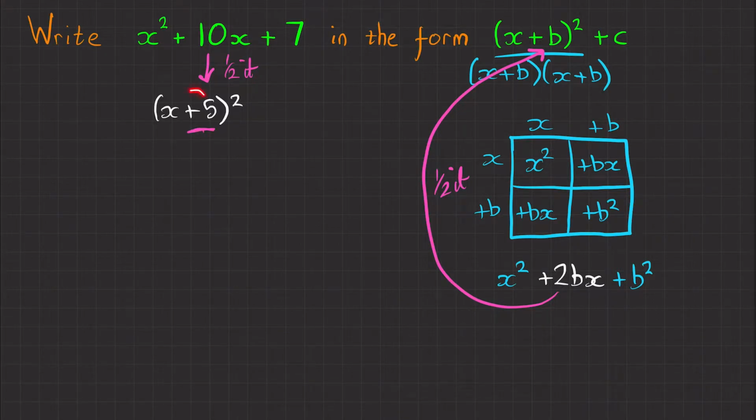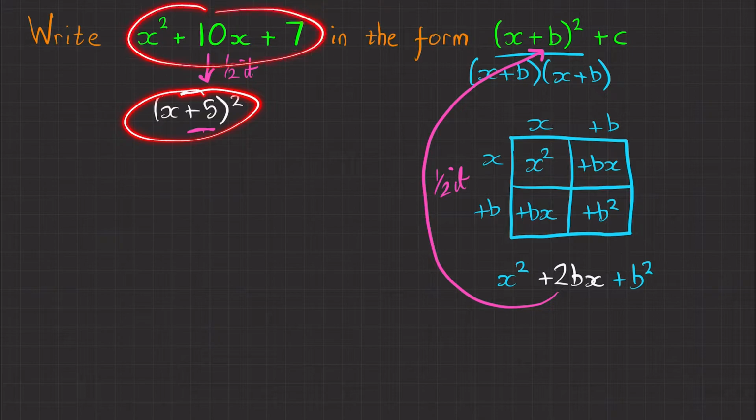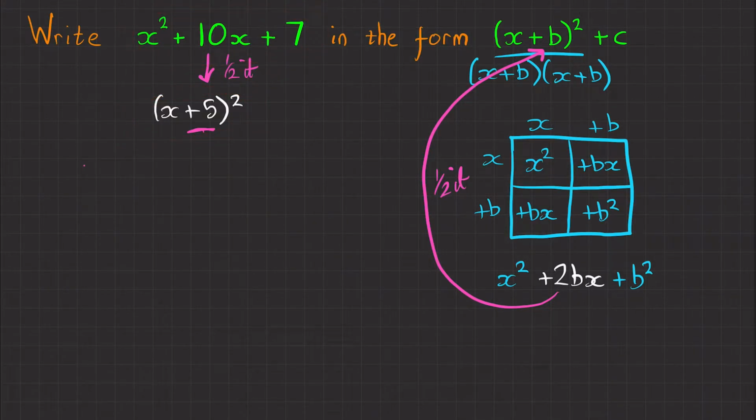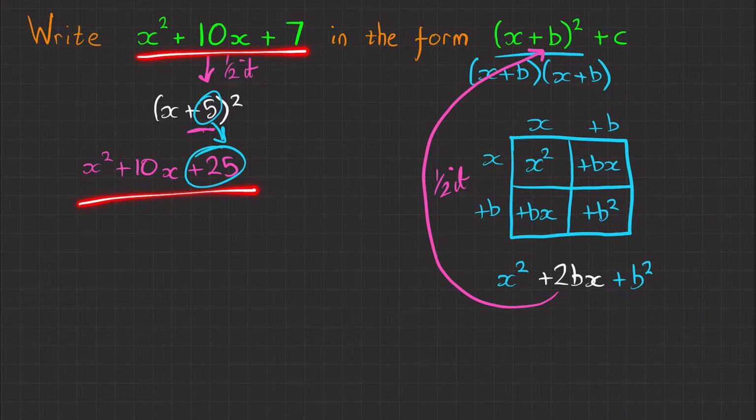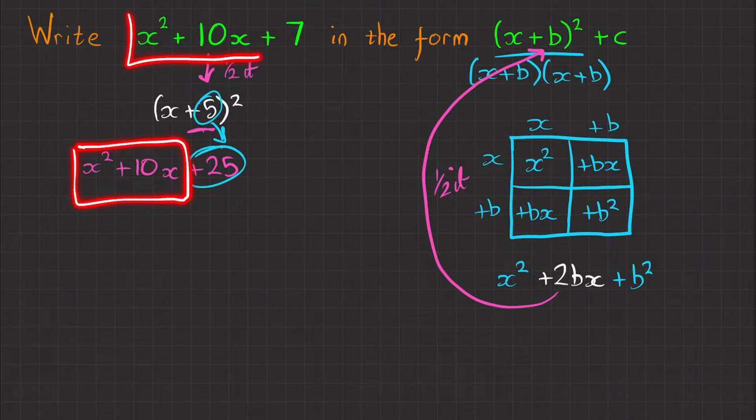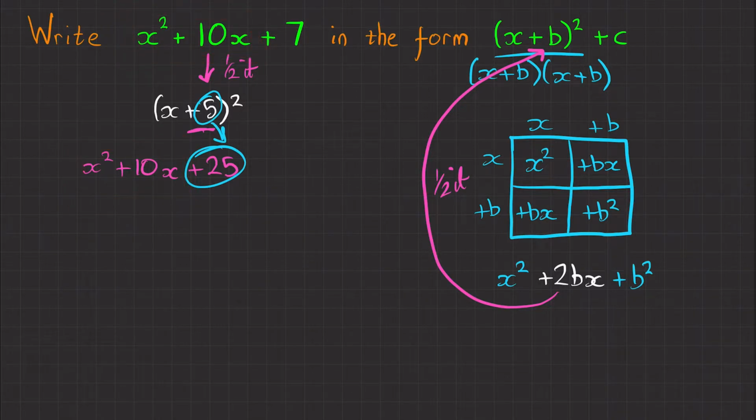You may have already figured out that this doesn't actually expand to get this. It actually expands to get x squared plus 10x plus 25. A key thing to notice at this point, that 5 squared is 25. So we've got an expression here that's almost the same as the original question. The first two terms are actually the exact same, x squared plus 10x. The numerical values, however, are different.